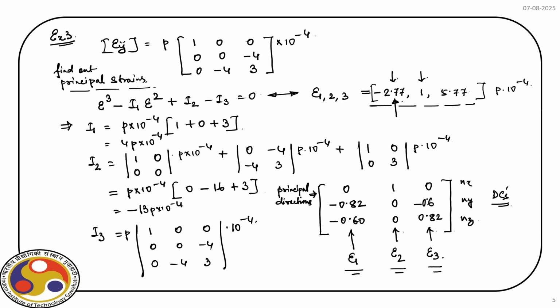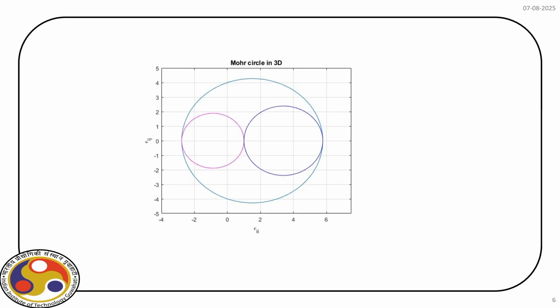And if you plot this, you can see it here. So, we have three principal values. One is here; recall it was minus 2.77. Then the second one is here. So, this is epsilon 3, and then you have 1.0, this is epsilon 2, and the maximum one is 5.77, epsilon 1.